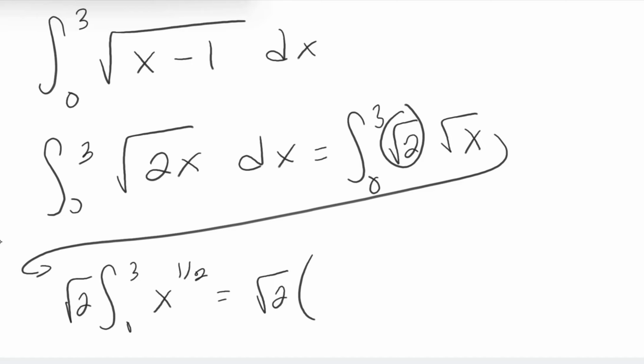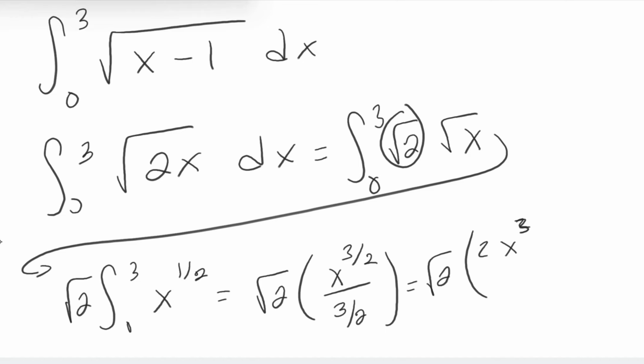Again, we add 1 and divide by the fraction, right? So it's x to the 3/2 divided by 3/2. So that equals the square root of 2 times 2/3 x to the 3/2, and then we're evaluating that from 0 to 3. So that you can do. Yes, it's messier, but that is a good use of the rules, where we can pull out that square root of 2 and we don't have to worry about it when we're doing the actual integration. The first one I'm going to show you next week when we do substitution.